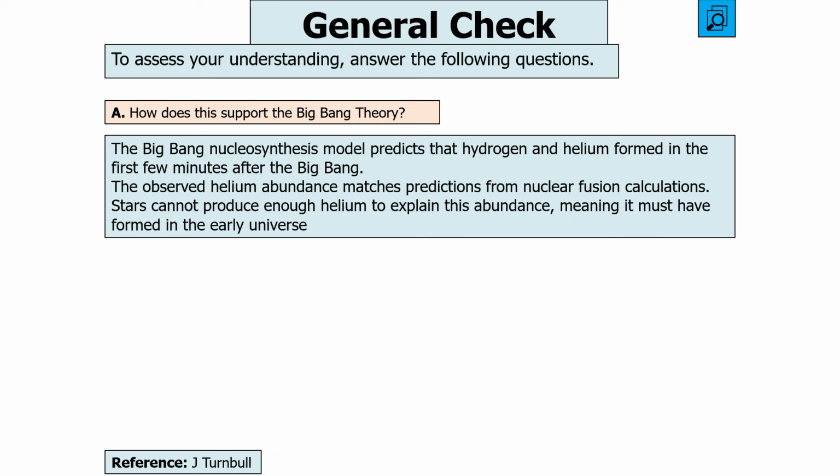The Big Bang nucleosynthesis model predicts that hydrogen and helium formed in the first few minutes after the Big Bang. The observed helium abundance matches the predictions from nuclear fusion calculations. Stars can't produce enough helium to explain this abundance, meaning it must have formed in the early universe.